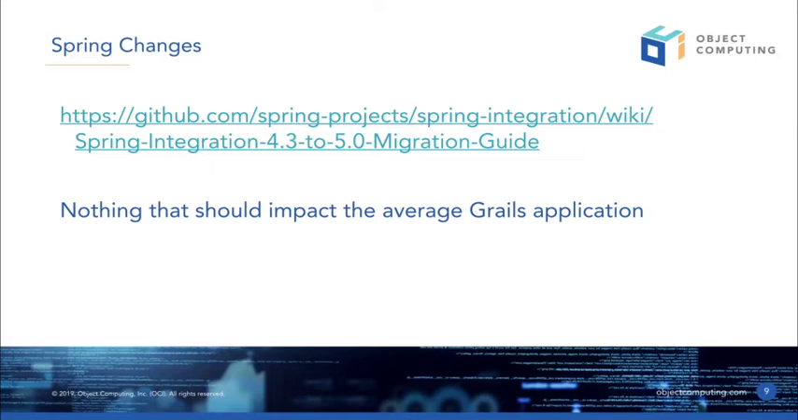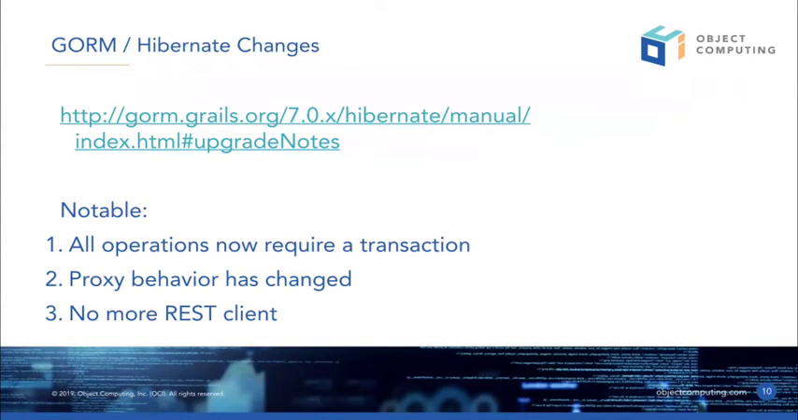Spring changes. Grails 3 uses Spring 4.3, Grails 4 uses Spring 5. You can take a look at the migration guide that's out there, but as far as the average Grails application, I don't see anything in there that would likely impact folks. If you're doing some things that are very Spring specific, then you may have some issues. So I would just encourage you to read that guide and make sure none of that applies to your application.